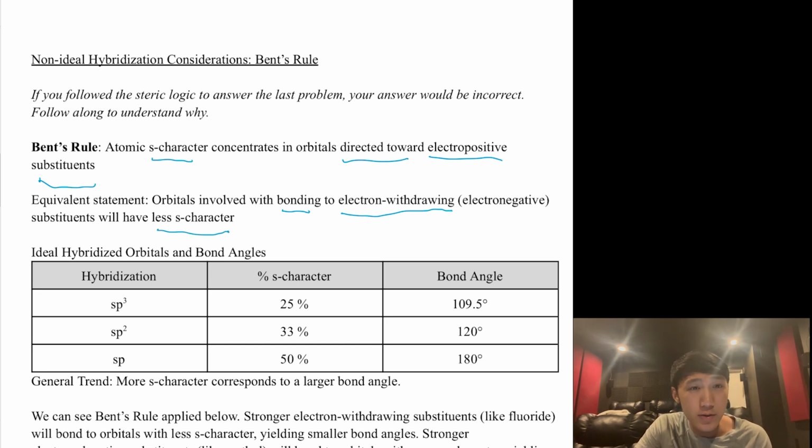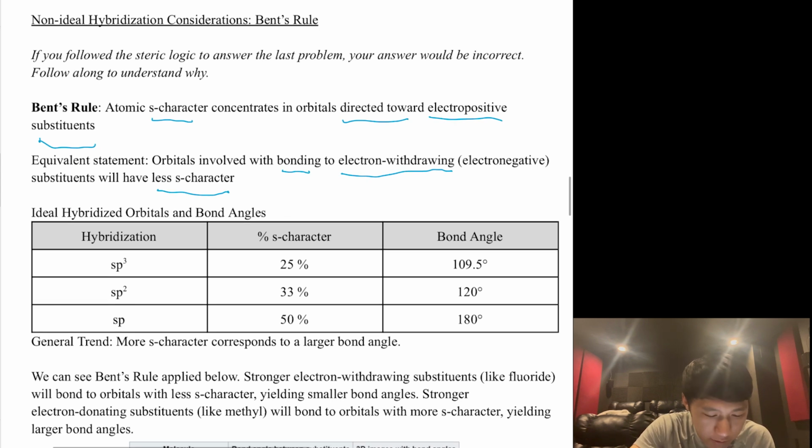Now, this whole s character thing might not sound very logical to you just yet, but you'll see exactly what I mean in the next table. So here are the ideal hybridized orbitals, what we predict with VSEPR theory and the bond angles we should see.